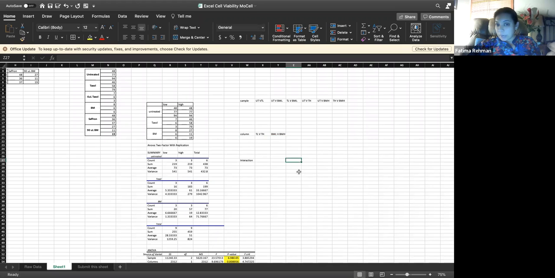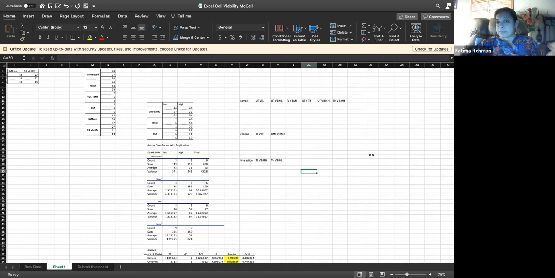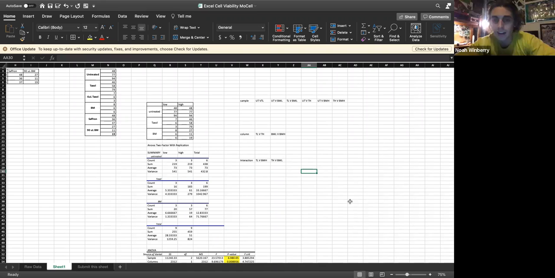And then in your interaction, it's going to be Taxol low versus Black Mulberry high, and Taxol high versus Black Mulberry low. Perfect. All right. And then in all, in this, you will have 11 t-tests. 10 or 11 t-tests.